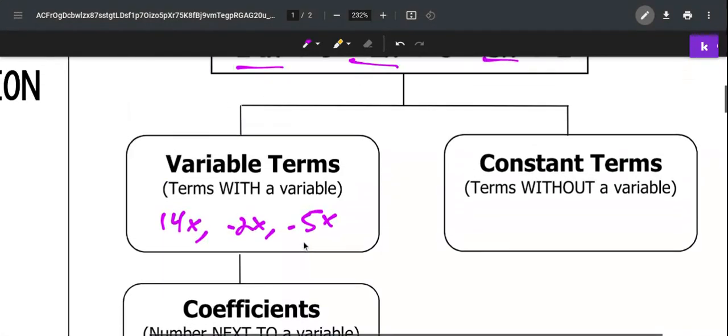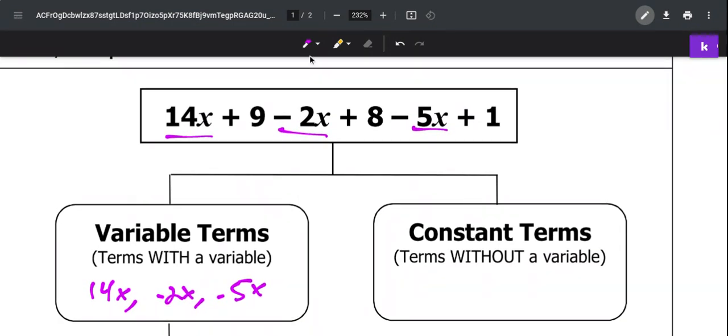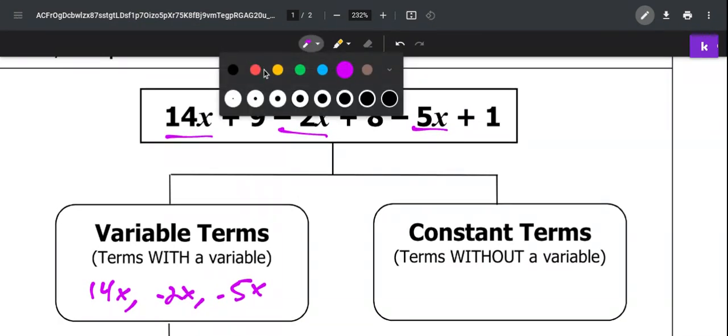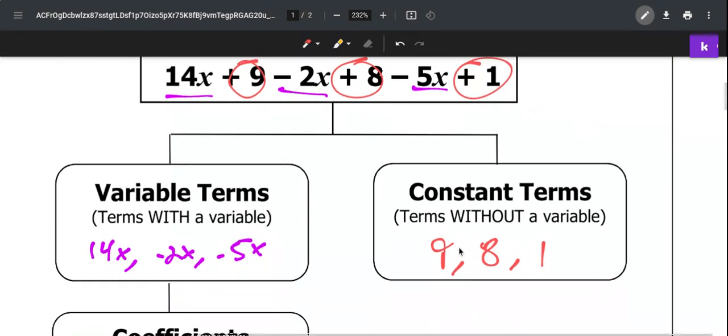All right. Now let's go to the constant terms. You'll see that there are numbers without any letters or variables. Those are just constant terms. So 9, 8, 1. Now, you'll notice that those don't break down any further, because 9 is just 9. There's no x or anything like that.